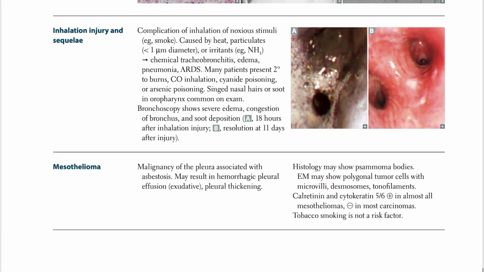Moving on with the next one, called inhalational injury. Inhalation injury and the sequelae of that. It's a complication of inhalation of noxious stimuli, for example, smoke. It is caused by heat and particulates which are less than 1 micrometer, but it's a very small particle.